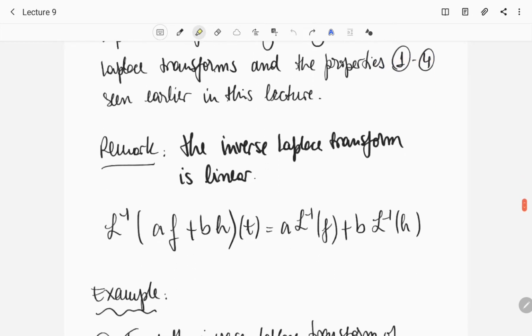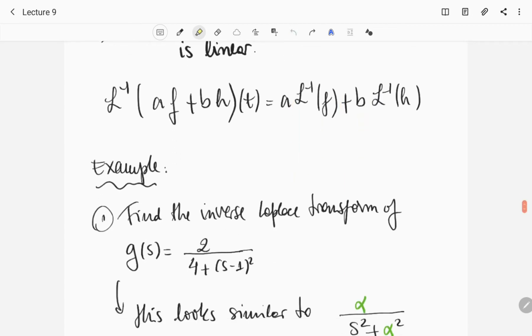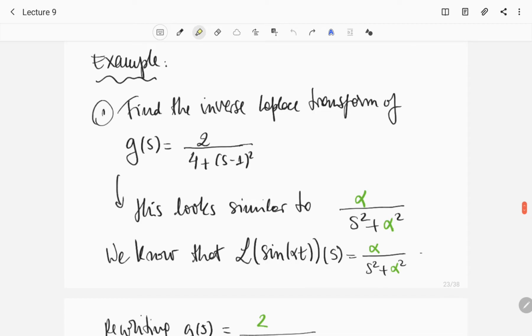We are going to use that the inverse Laplace transform is also linear, so this will also be a key element. If we have a linear combination of functions, then the inverse transform will be just the linear combination of the inverse transforms of these functions. Example: find the inverse Laplace transform of this g(s) equal to 2 over 4 plus (s minus 1) squared.